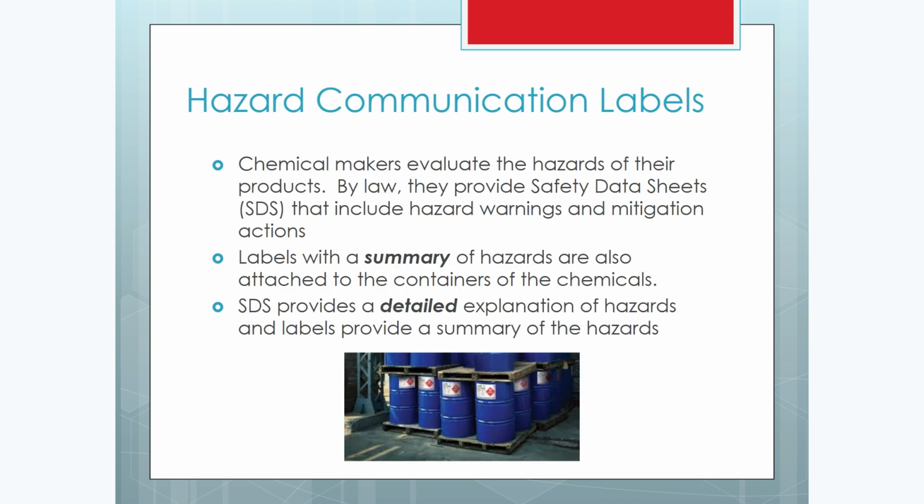Hazard communication labels. Chemical makers evaluate the hazards of their products. By law, they provide what's called a safety data sheet that includes hazard warnings and mitigation actions. Labels with a summary of hazards are also attached to the containers of the chemicals. The SDS provides a detailed explanation of the hazard, and labels provide a summary of the hazard.